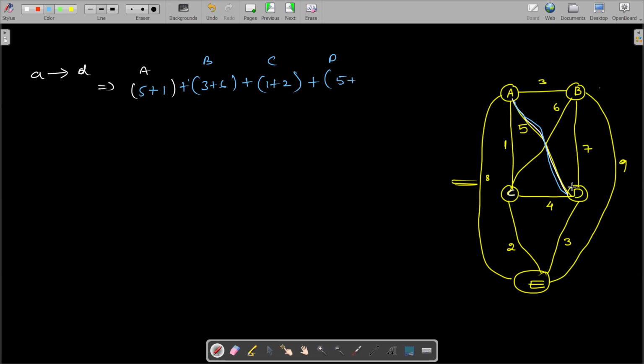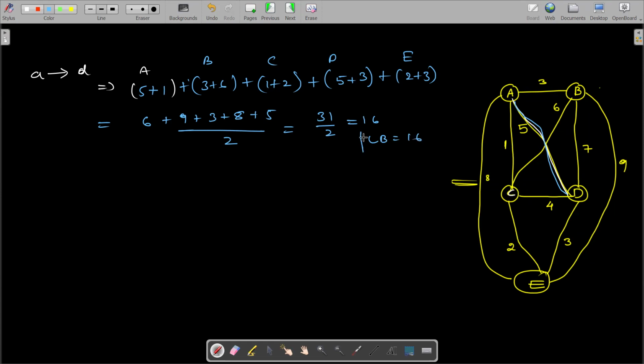D means D to B 7 is there, D to A 5 is there, already taken. D to C is 4. D to E is 3. That's why I will take 3 plus E. So E is what exactly? Common thing. That is 2 plus 3. Because these two are minimum. But 8 and 9 are very high. So finally what I will get? 5 plus 1, 6 plus 9 plus 3 plus again 8 plus 5, divided by 2. So what you will get? 31 by 2. That is equal to 16. Lower bound is equal to 16. This is the value we will get. So this is for A to D.